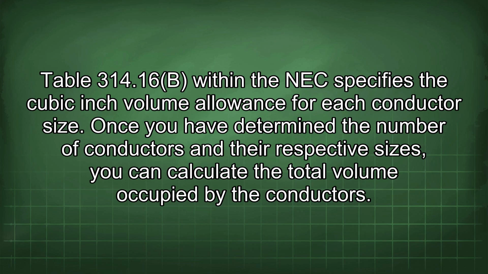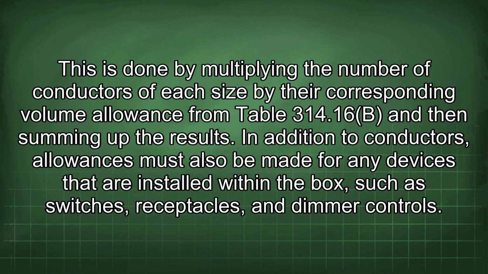Once you have determined the number of conductors and their respective sizes, you can calculate the total volume occupied by the conductors. This is done by multiplying the number of conductors of each size by their corresponding volume allowance from Table 314.16(B) and then summing up the results. In addition to conductors, allowances must also be made for any devices that are installed within the box, such as switches, receptacles, and dimmer controls.